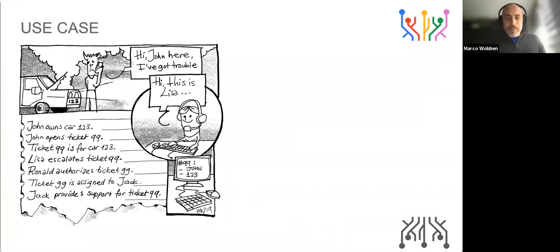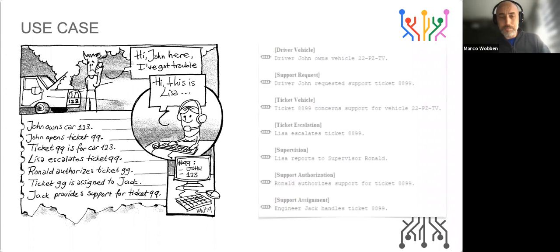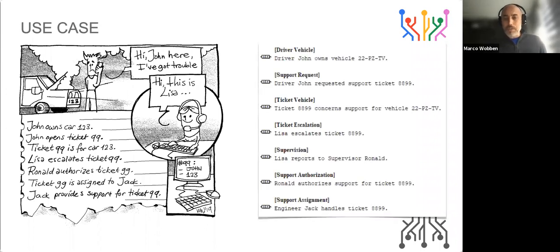So what we're going through in this use case is, John calls Lisa because, you know, I have this car and I have car trouble, and this is a simplified example. We've really tried to write down all the expressions, all the facts that involve the handling of data required for that step. So I typed it out in a computer and said, driver John owns vehicle 22PZTV, and driver John requested a support ticket 8899. So I'm really making that concrete and readable for anybody who understands English in this case. And I'll write down the entire procedure.